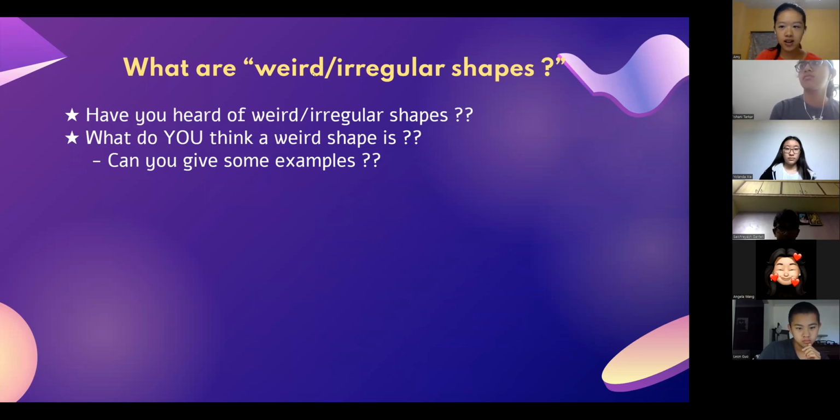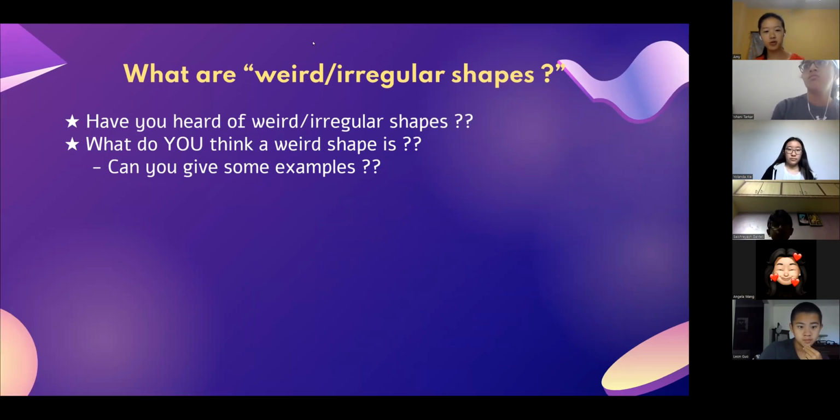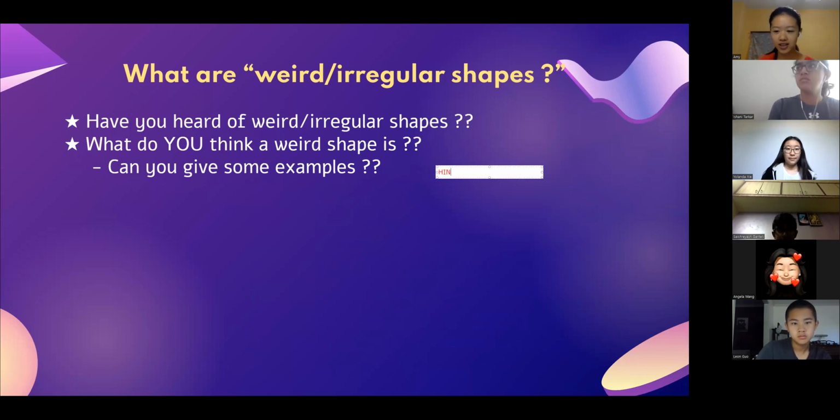So far we've talked about normal shapes like regular polygons. So what are weird or irregular shapes? What do you guys think a weird or irregular shape is? And if you can give some examples, that would also be cool.